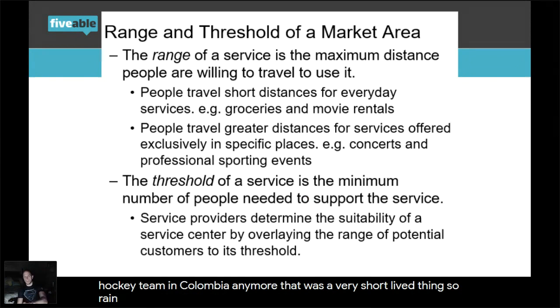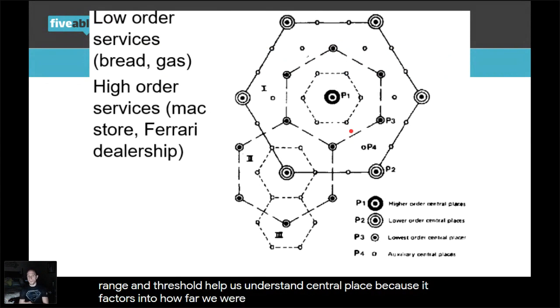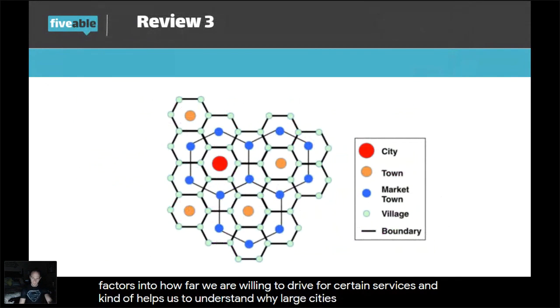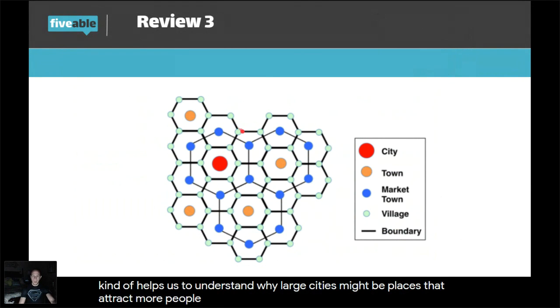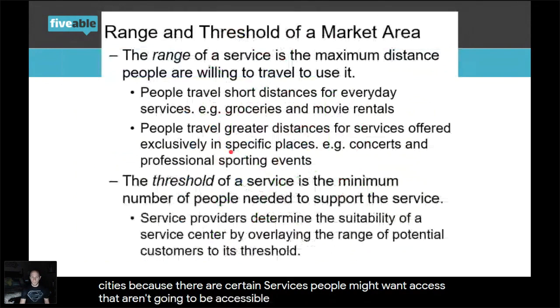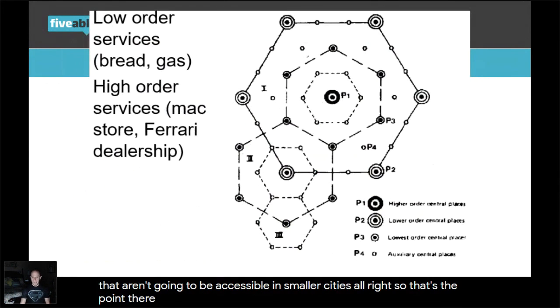So range and threshold help us understand central place because it factors into how far we're willing to drive for certain services, and kind of helps us to understand why large cities might be places that attract more people from areas around it than some of these smaller cities, because there are certain services people might want to access that aren't going to be accessible in smaller cities. All right, so that's the point there. Does that do it justice?